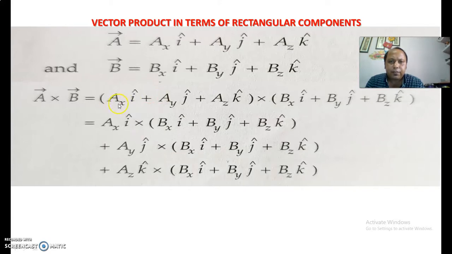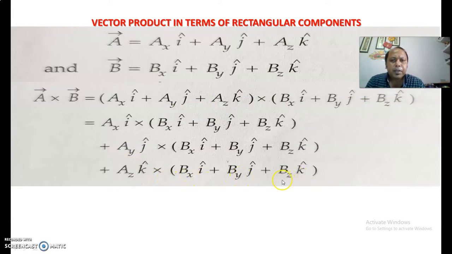So for A cross B, we have written the value of A in terms of the rectangular components, and for B we have written it in the same way. Now each and every term within the first bracket will be multiplied with all the terms present within the second bracket. So the first term will be ax i cap cross the whole term bx i cap plus by j cap plus bz k cap. Similarly, the next term will be plus ay j cap, then all the terms bx i cap plus by j cap plus bz k cap. Similarly, the last term will be az k cap cross bx i cap plus by j cap plus bz k cap.